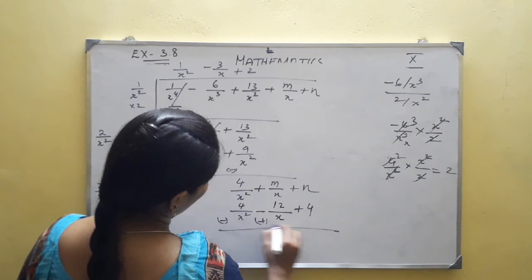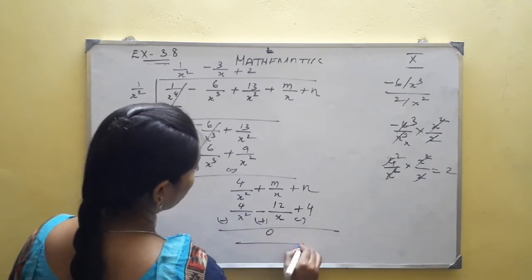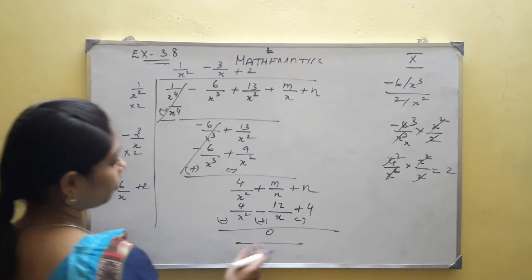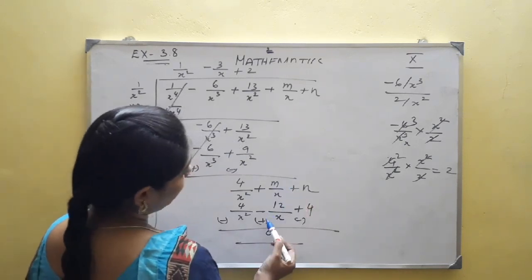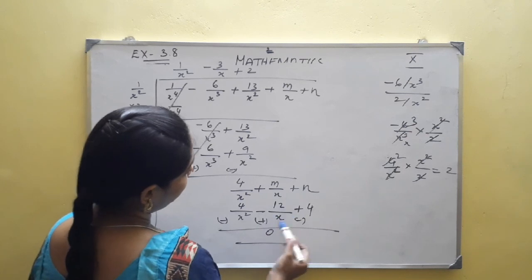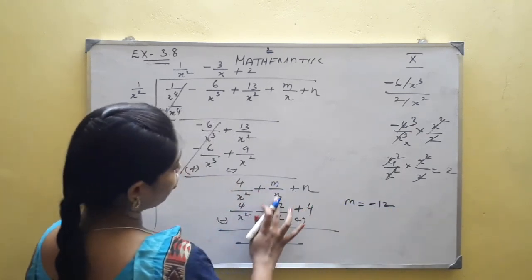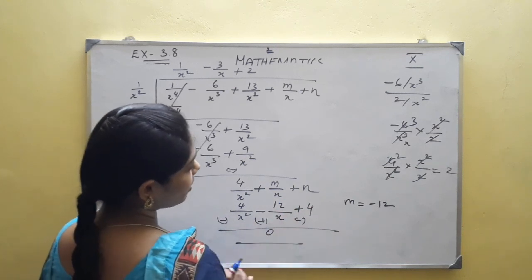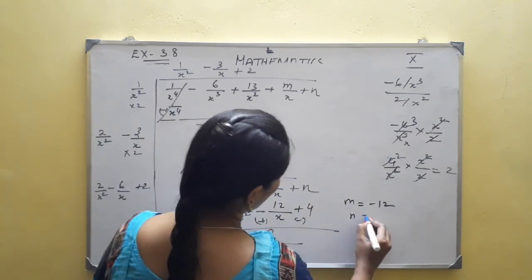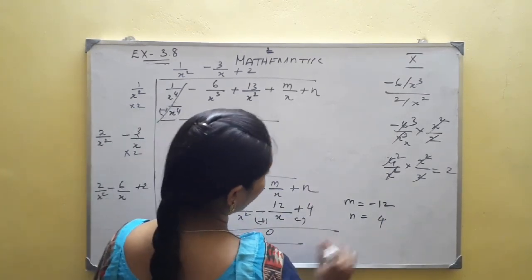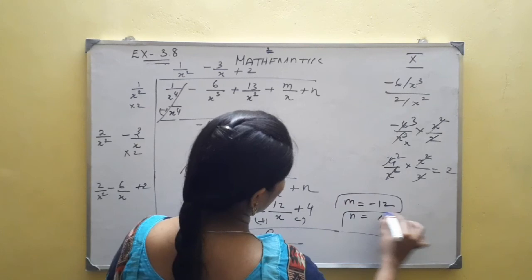Definitely we know this is a perfect square, so the remainder must be 0. So my m value will be minus 12. So that minus 12 by x plus 12 by x gives me 0, and the n value must be 4. So that 4 minus 4 gives me 0. These are my required values of m and n.